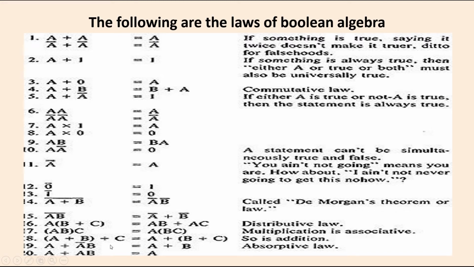Now we are talking about the last law, that is the absorption law. A plus A bar B is equal to A plus B. A bar is absorbed here. A plus AB is equal to A. AB is absorbed here. So this is called the absorptive law. Like that, the following laws are there in Boolean algebra. We have to remember some of the laws we already know: the commutative law, the absorption law, De Morgan's law and the distributive law. These laws we already know, and the others are the new laws used in Boolean algebra.